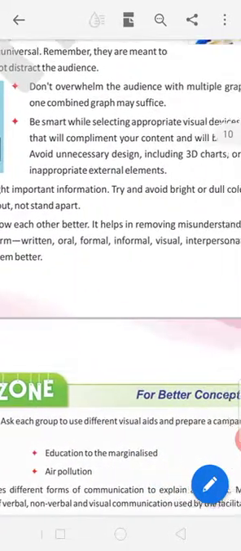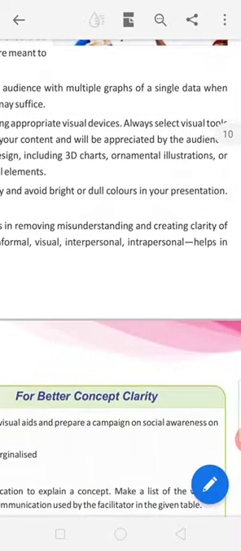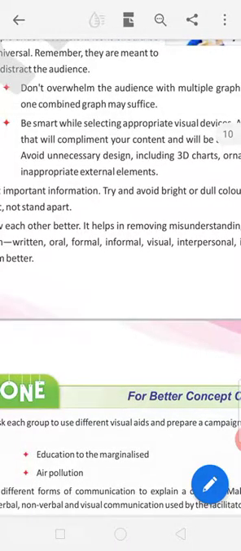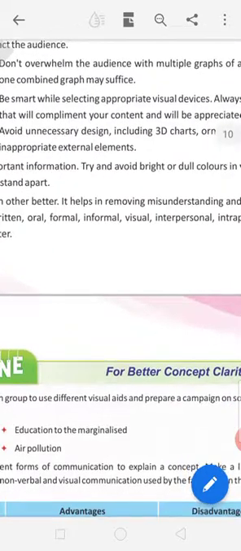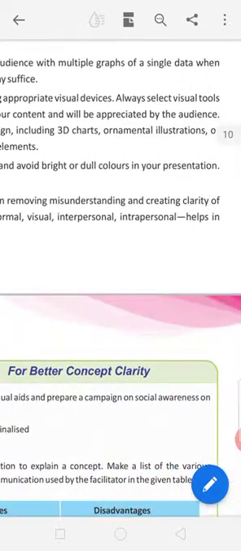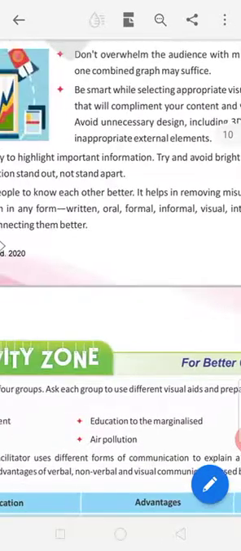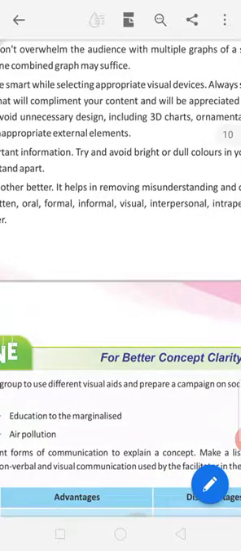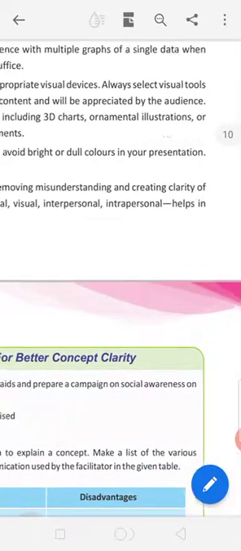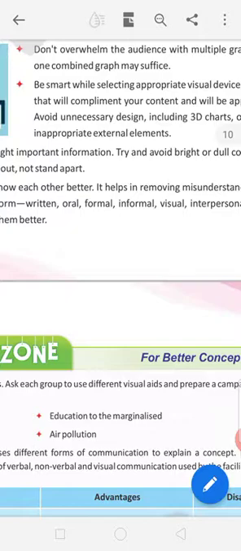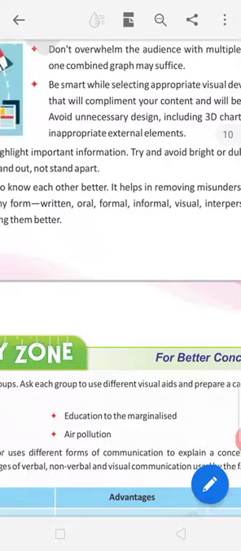Don't overwhelm the audience with multiple graphs of a single data when one combined graph may suffice. No need to make a single item so many times. Be smart while selecting an appropriate visual device. Always select visual tools that will complement our content and will be appreciated by the audience. Avoid unnecessary design including 3D charts, ornamental illustration or inappropriate external elements. No need to give them too much. Keep it simple when using a visual device.